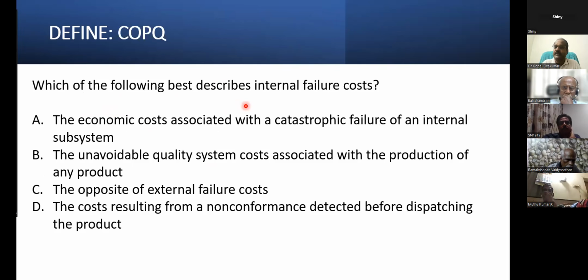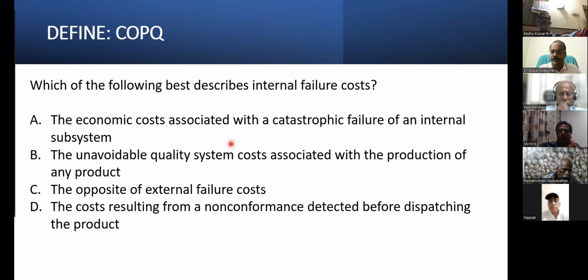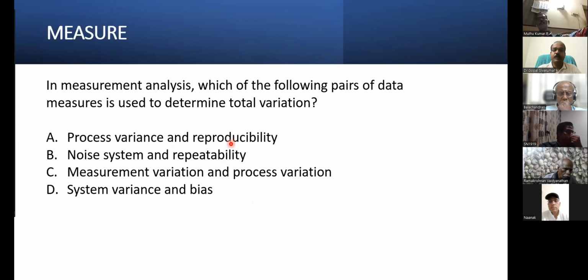Which of the following describes internal failure? Which is the answer here? Option D, non-conformance before dispatching the product. It is internal. Yes, D. Now we move on to Measure.